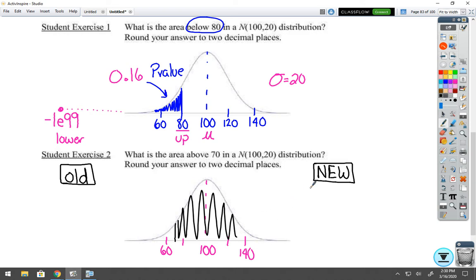So in mine here, I just did a normal CDF. My low number was 70. My high number was 1E99. My mu value was 100. And my standard deviation was a 20. And I got approximately a 93% p-value percentage.